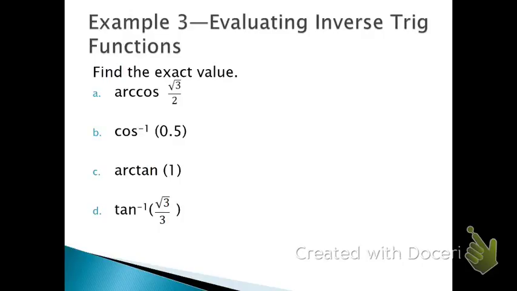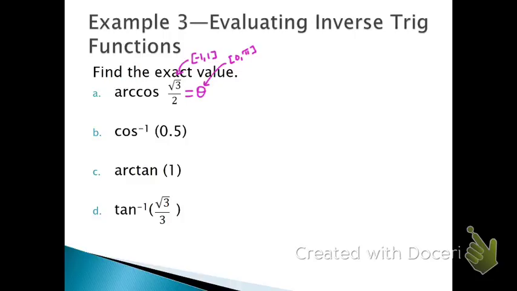All right, arc cosine of the square root of 3 over 2. Remember, when you've got the arc, you're looking for theta. Now for arc cosine, your input has to be between what two numbers? Negative 1 to 1. And your output's going to be between what two numbers? 0 to pi. It's cosine this time, okay?